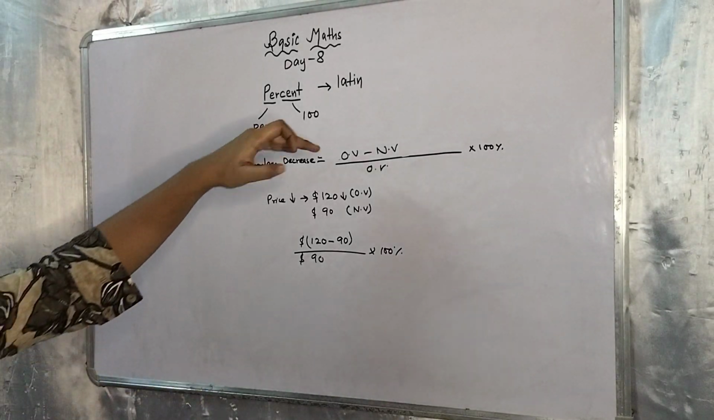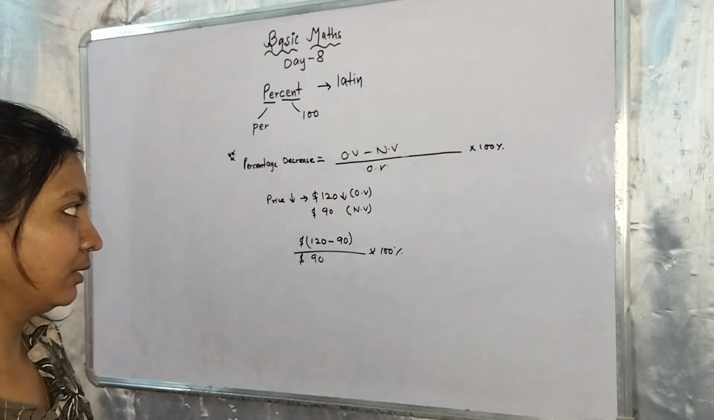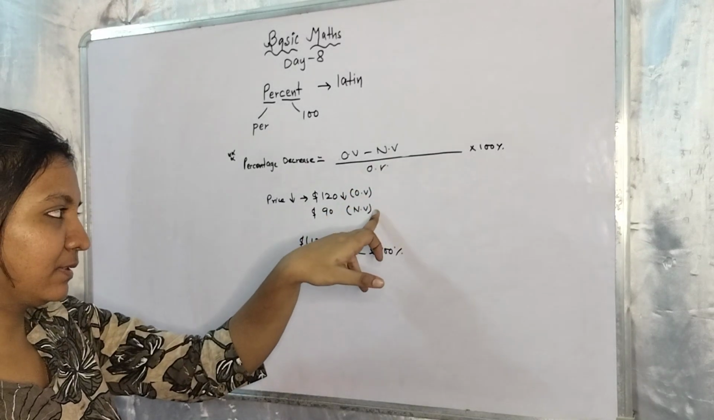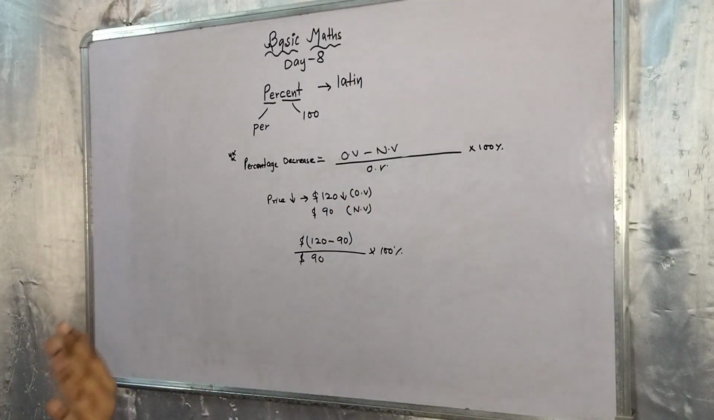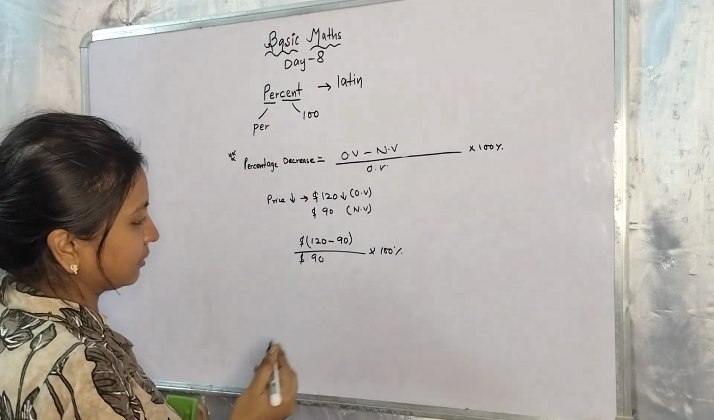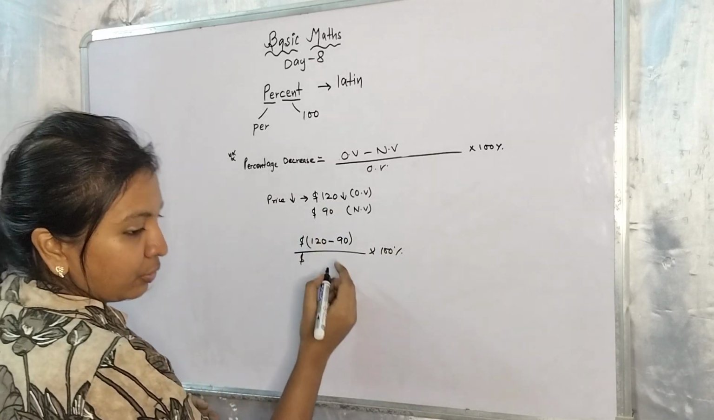Here first we will take the original value because the original value is greater. So you just need to remember that it is greater minus lesser number, or else the answer will be negative. So original minus new divided by original. Divide by what was our original, 120.